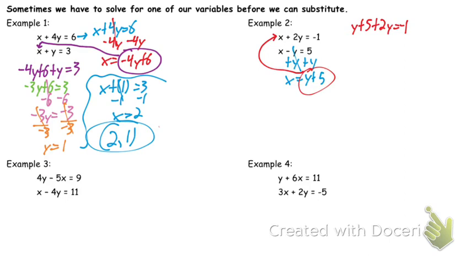Questions on this so far? Alrighty. Okay, we'll continue this one on real quick. Y plus 2y is 3y. Plus 5 equals -1. Brady, now what?